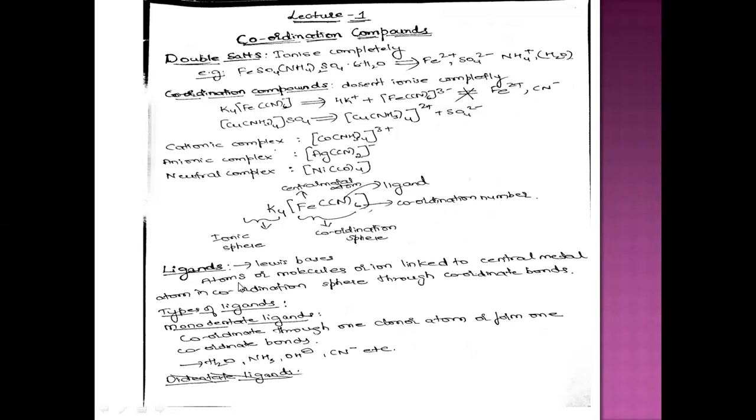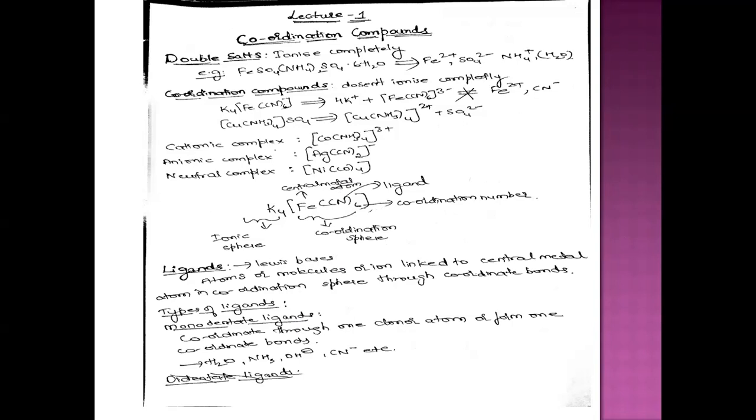So ligands are the atoms or molecules that give away electrons and link to the central metal atom through the coordination bond inside the coordination sphere. In other words, ligands are electron donating atoms inside the coordination sphere. Since it's an electron donating group, it is always a Lewis base. You know that Lewis acids and Lewis bases, right? Lewis bases are the ones which donate. Similarly, ligands donate the pair of electrons or the negative charge to the central metal atom.